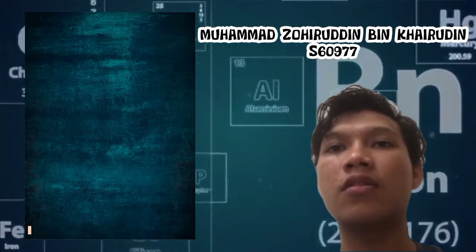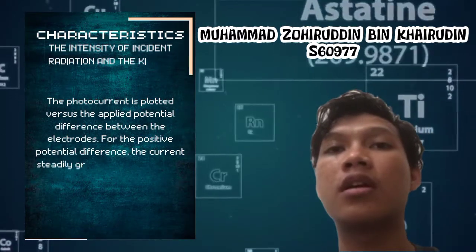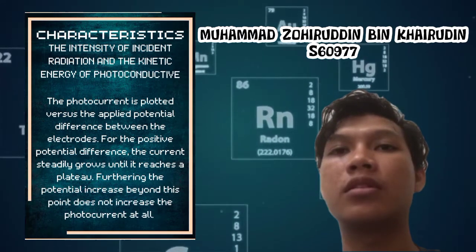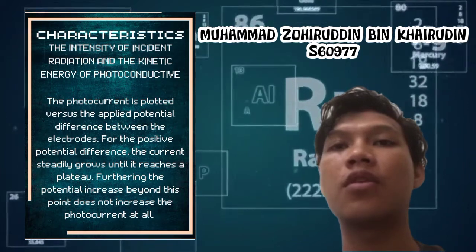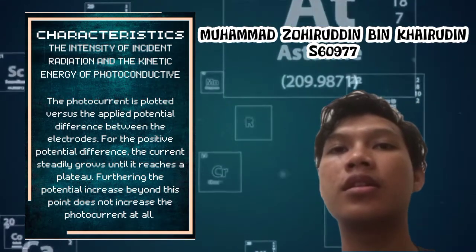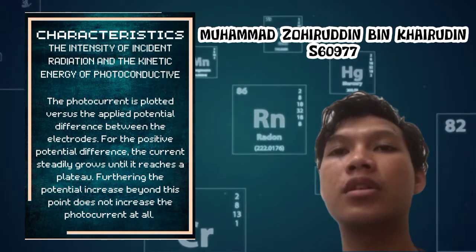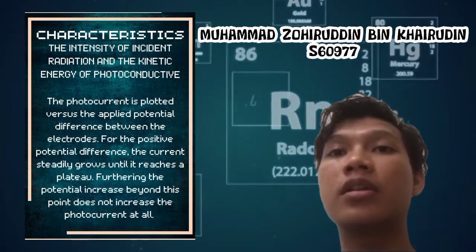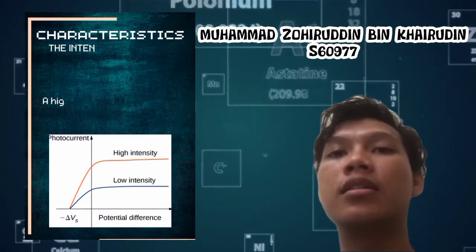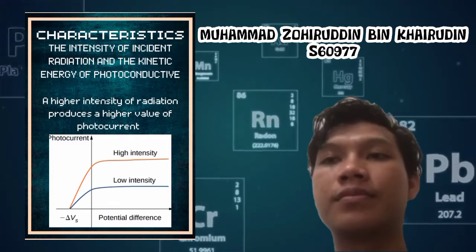The intensity of incident radiation and the kinetic energy of photoelectrons. The photocurrent is plotted versus the applied potential difference between the electrodes. From the positive potential difference, the current steadily grows until it reaches a plateau. Further increasing the potential beyond this point does not increase the photocurrent at all. A higher intensity of radiation produces a higher value of photocurrent.